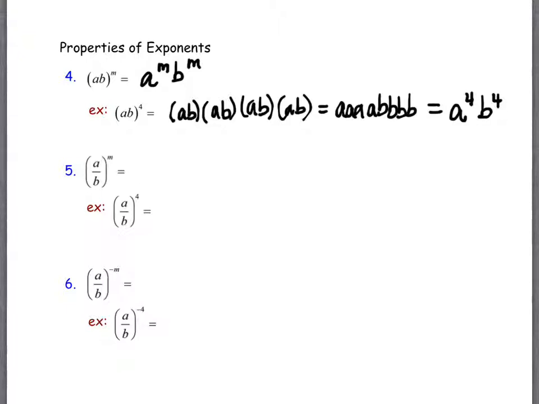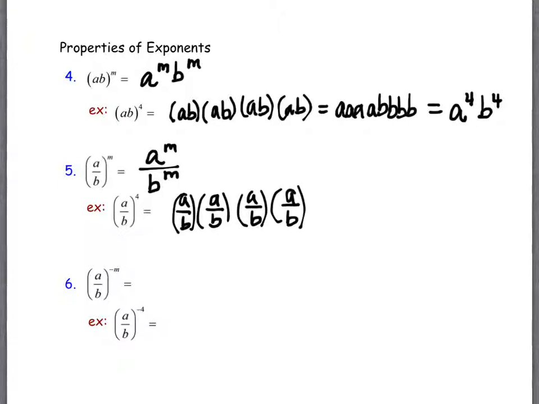This works even cleaner, really, for the division one, a over b to the m. You just have a over b times itself 4 times, like this, right? Well, you just multiply straight across the top, yeah? And then straight across the bottom. So you don't even have to really regroup anything to do that.